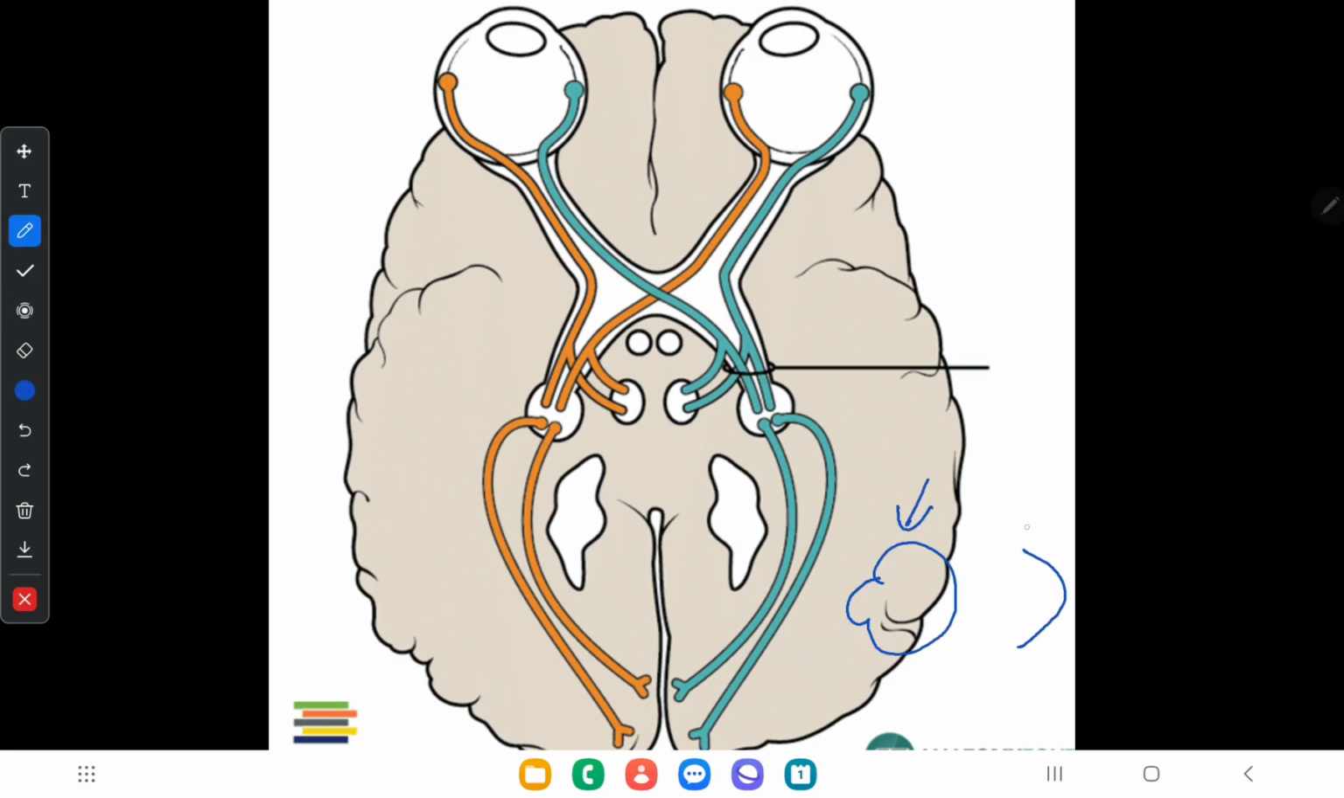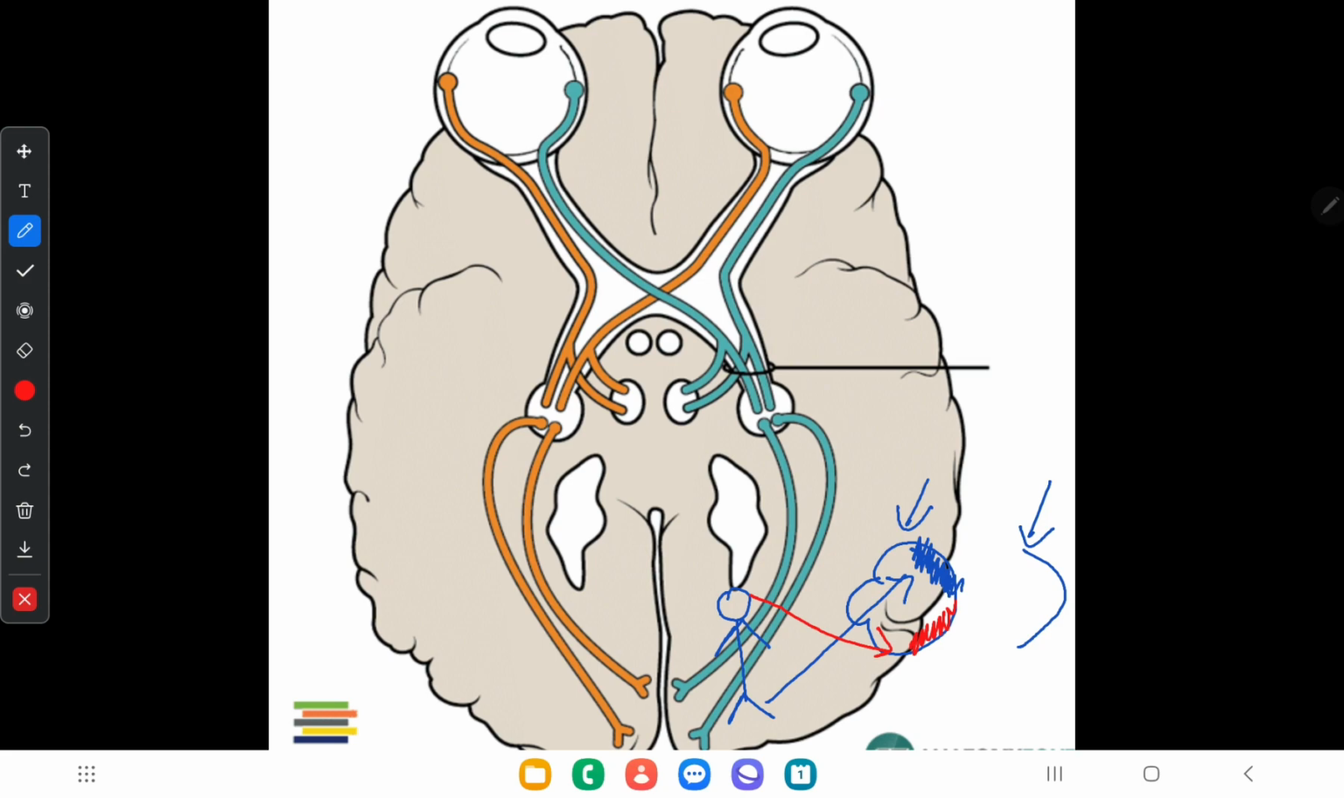Again, here this is the eyeball and here this is the visual cortex. So the fibers from the superior retinal quadrants represent the inferior visual field. That means if I draw a person like this, superior retinal fibers mean the visual field is the lower visual field, or the inferior visual field. Lower retinal fibers mean the upper visual field.